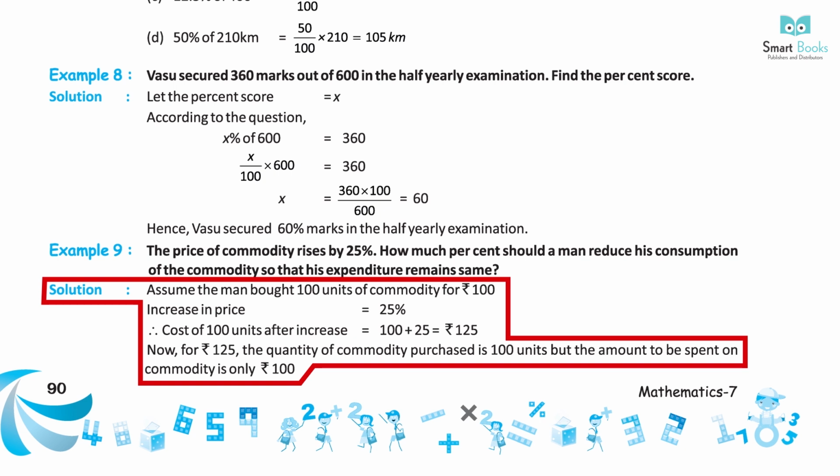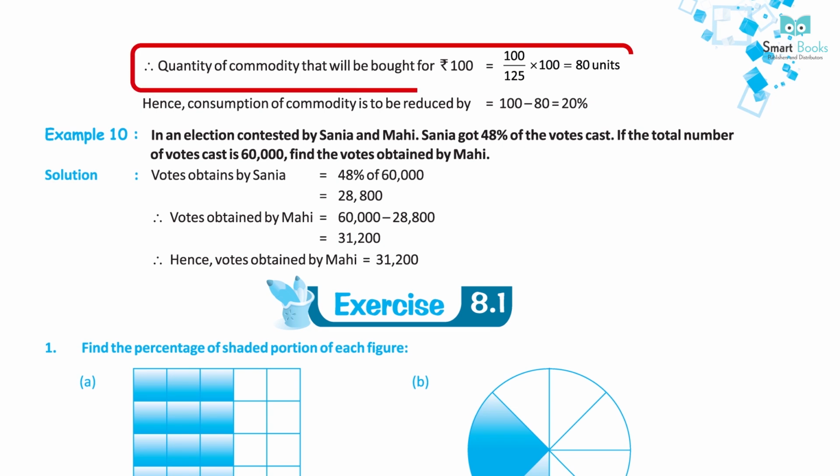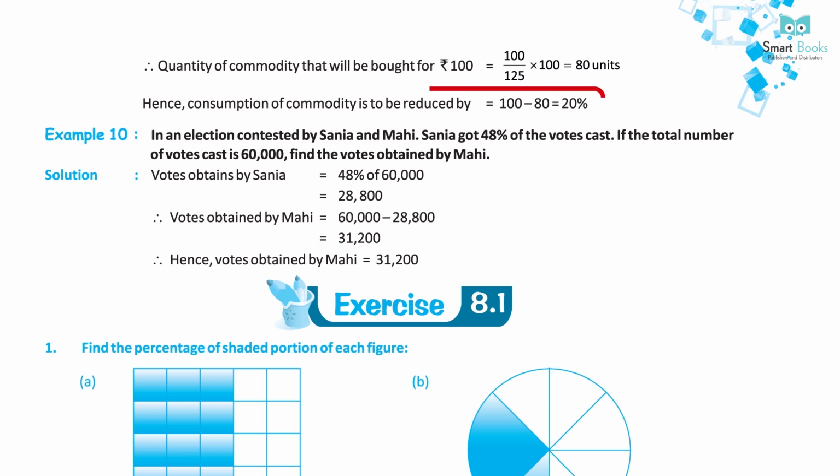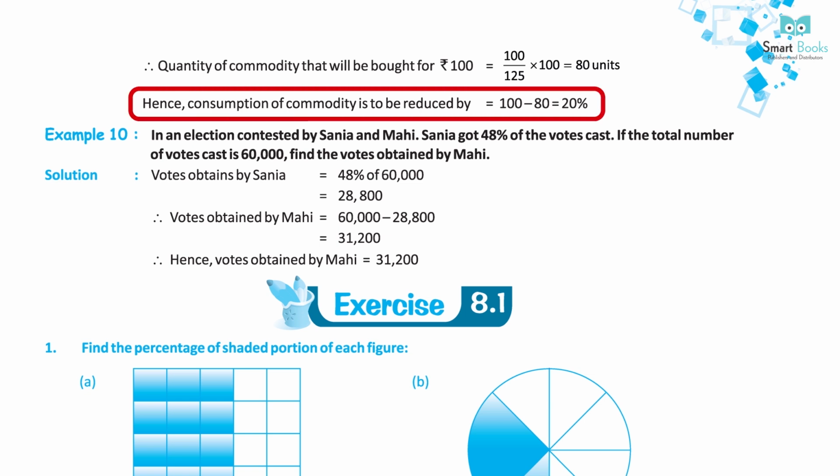Now, for rupees 125, the quantity of commodity purchased is 100 units, but the amount to be spent on the commodity is only rupees 100. Quantity of commodity that will be bought for rupees 100 is equal to 100 upon 125 into 100 is equal to 80 units. Hence, consumption of the commodity to be reduced by 100 minus 80 is equal to 20%.